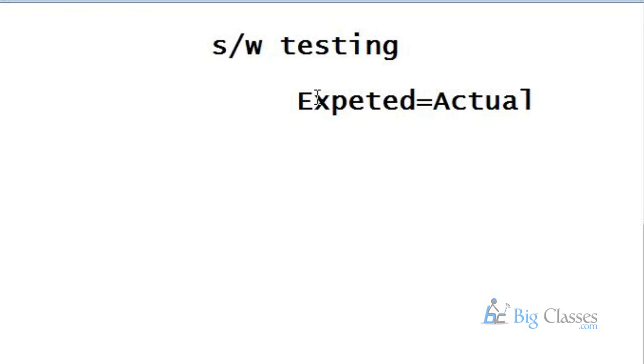Example for the expected value and actual value. See, one student who completed the exam is expecting 95 out of 100. But when the result is released, the original marks are 35. Here what is expected? 95. What is the actual? 35. The comparison is called testing.